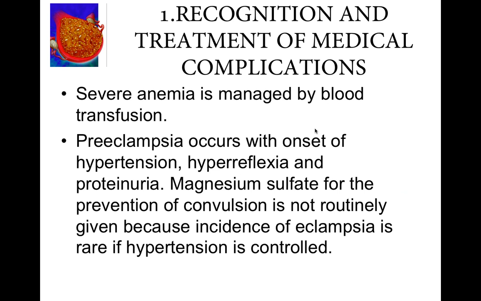If severe anemia is encountered, you have to manage this patient by blood transfusion. And preeclampsia, which occurs with the onset of hypertension, hyperreflexia, and proteinuria. Magnesium sulfate can also be given for the prevention of convulsion, but not routinely given because the incidence of eclampsia is rare if hypertension is controlled.